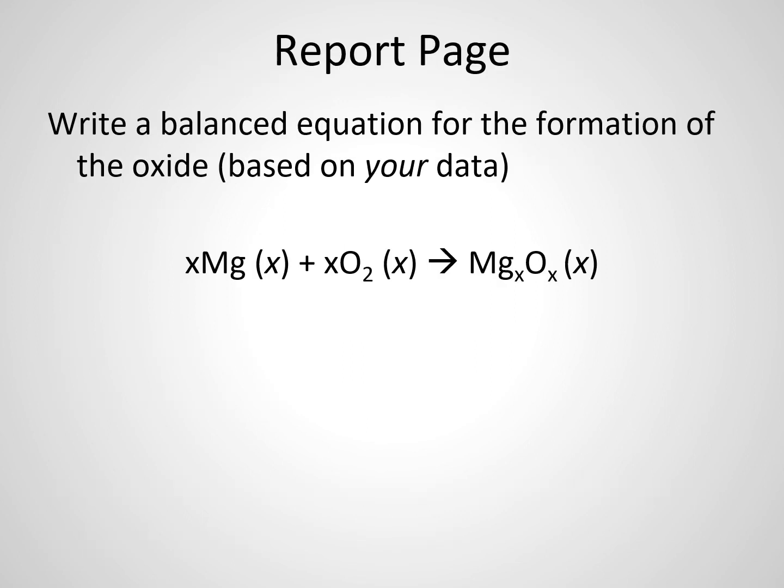You will be doing this for your magnesium oxide, just making a balanced equation based on what your data gives you. So depending on the mole ratio between magnesium and oxygen, you can figure out the formula of your magnesium oxide, and then remember to balance that equation and add the coefficients in front of the magnesium or the oxygen if needed.